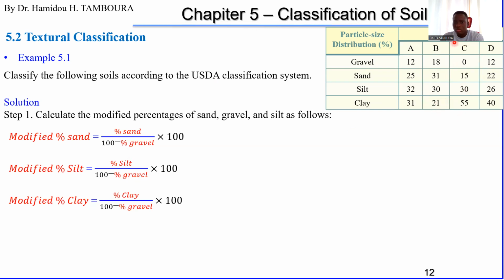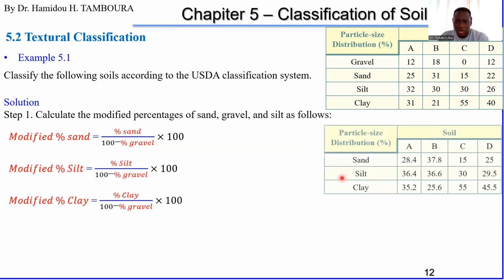For C, you don't need to do that because C doesn't have gravel. Even if you do, you will get the same percentages. It will be just 0. You don't need to do that for C because it will be minus 0 here. So 100 and 100 here will be simplified. You will still get the same percentage. So it's just a waste of time. Don't do it if the percentage of gravel is 0. And you can do it also for D.